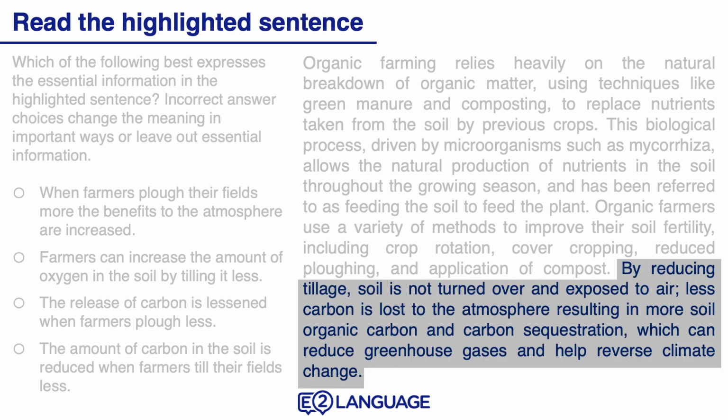So now let's read the highlighted sentence. By reducing tillage, soil is not turned over and exposed to air. Less carbon is lost to the atmosphere, resulting in more soil organic carbon and carbon sequestration, which can reduce greenhouse gases and help reverse climate change.